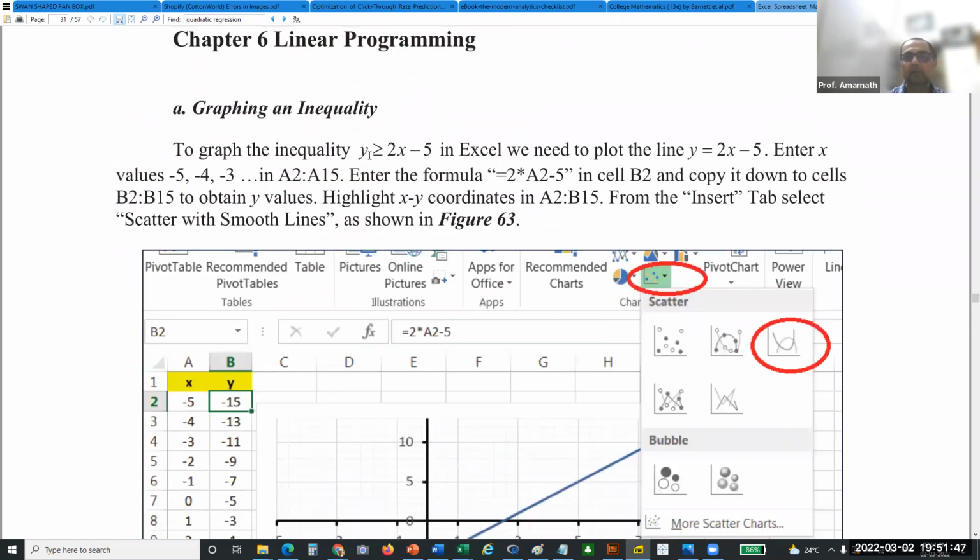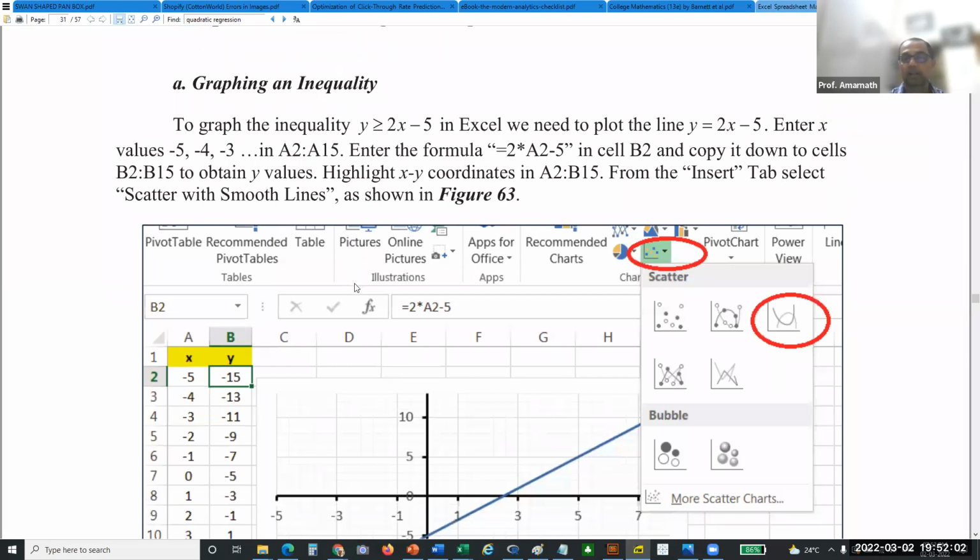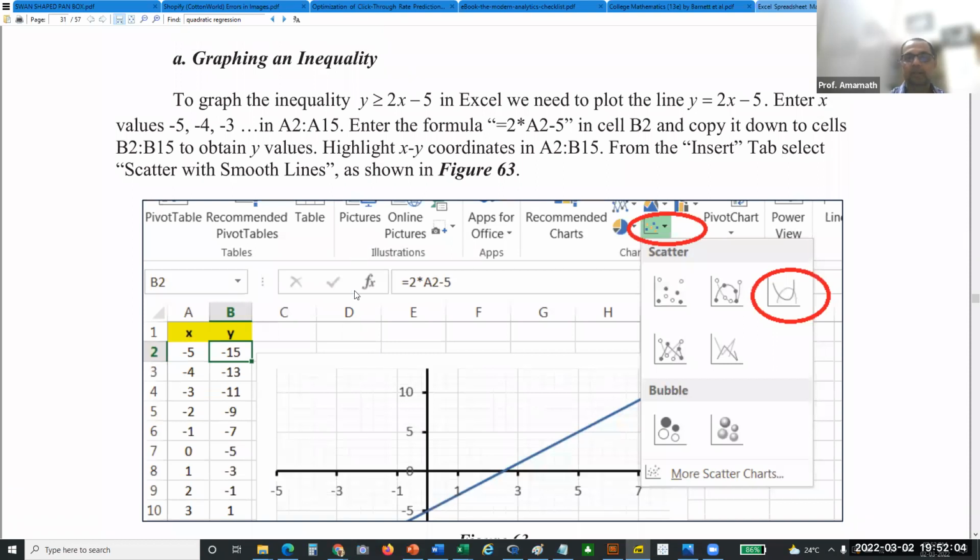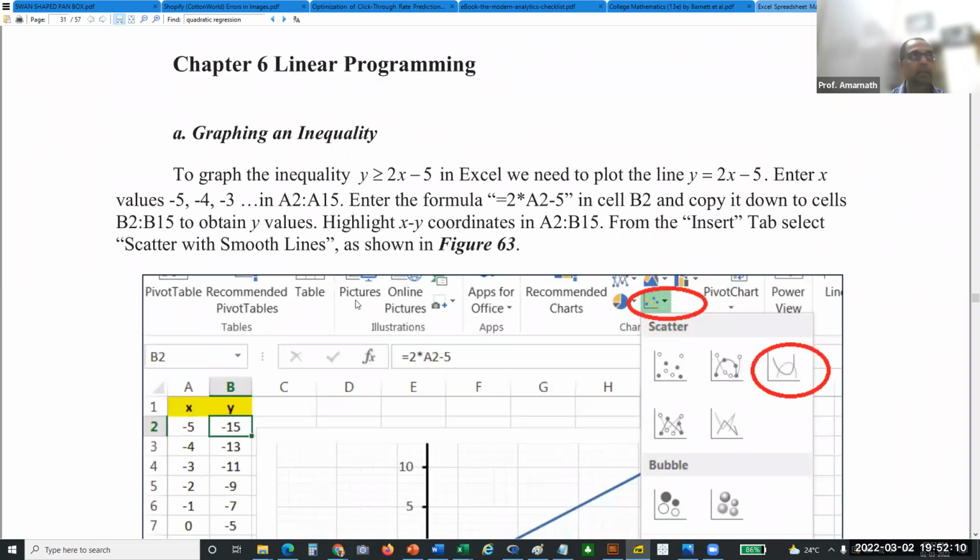To graph the inequality y greater than or equal to 2x minus 5 in Excel, we need to plot the line y is equal to 2x minus 5 and enter values like minus 4. Let's try to do it. Highlight it and let's do the next thing. What exactly do we mean by graphing an inequality? Let's try to understand the concept behind this. And this is a part of linear programming in today's world.